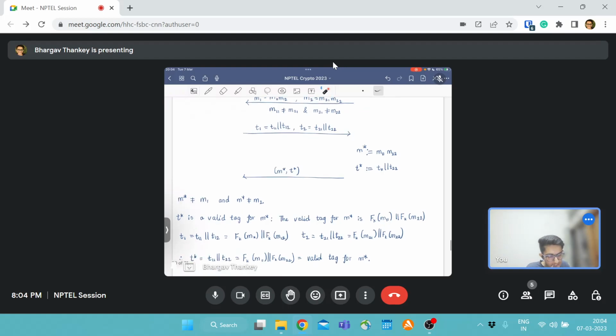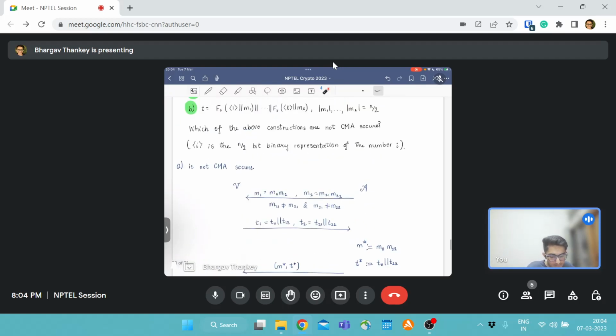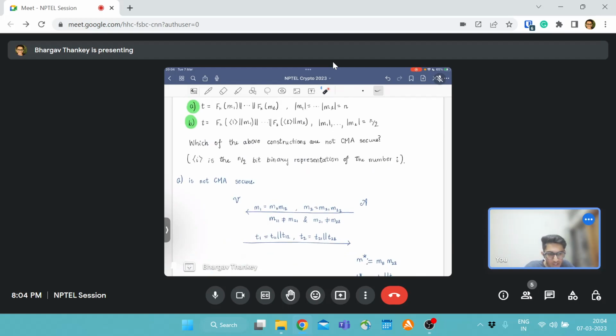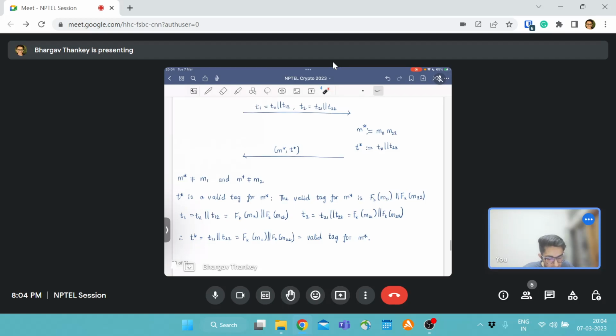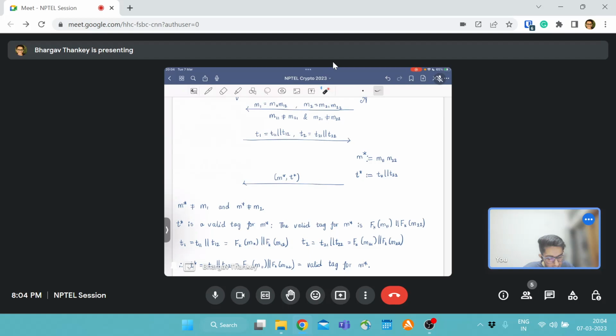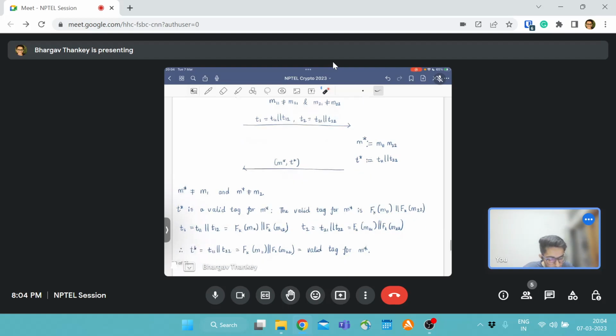Right. So let's first look at what the valid tag for M star is. According to the scheme, it's going to be Fk of M1 star concatenated with Fk of M2 star, right? What is M1 star? It's M11. What is M2 star? It's M22. So this is the valid tag for M star. Now what is T1? T1 is T11 concatenated with T12. Similarly, from the scheme, T2 is going to be Fk of M22, right? So T star, the concatenation of these two, is going to be Fk of M11 concatenated with Fk of M22, right? But this is exactly the valid tag for M star. So T star is the valid tag for M star, and so we were able to forge a tag for a new message. Is this fine?